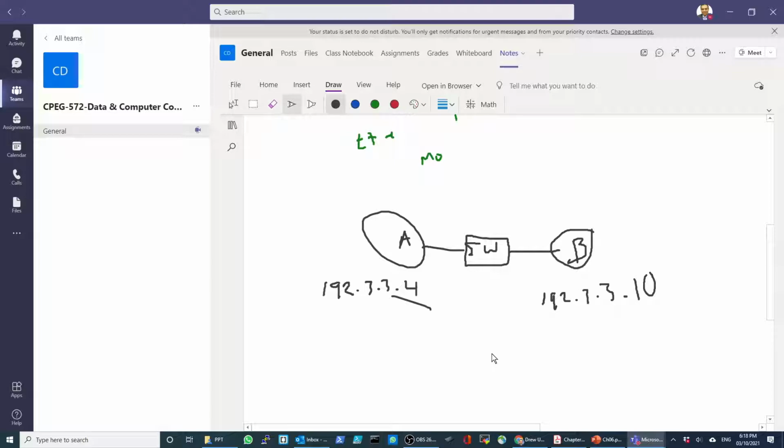Yes. Why? Because they have the same network address in the IP address. Remember, this is a class C address, so the subnet mask is 255.255.255.0, and it's the same here.